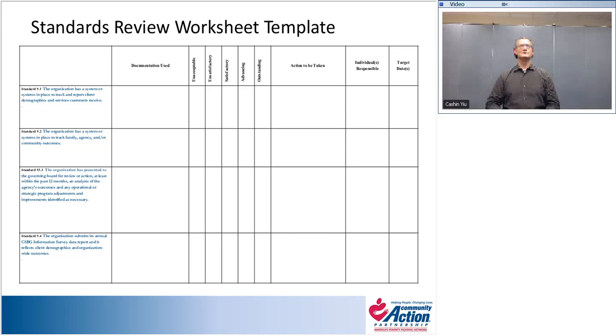And then a column with any actions to be taken. So that would either be actions to become in compliance with the standard or those recommendations that we're suggesting agencies make after they've gone through the documentation process, and then some tracking boxes for who's going to be responsible for taking that action and the deadline for that. And Kasia, if we can get the next slide.